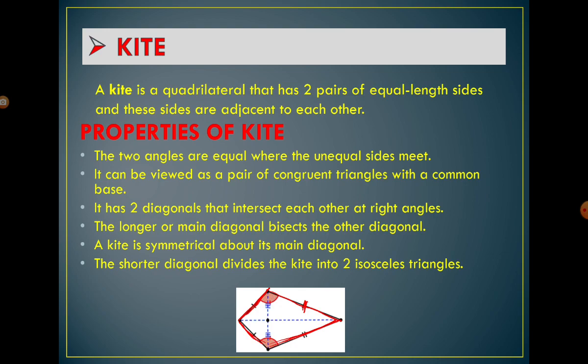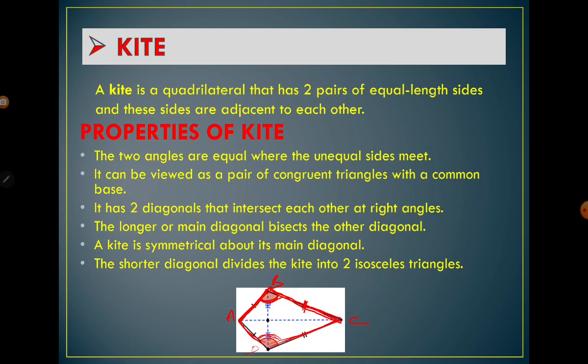Now come to the properties of a kite. The two angles are equal where the unequal sides meet. Unequal sides means this side and this side. Here I am taking A, B, C and D. So you can say side AB and side BC are unequal sides. They are meeting at point B, so this angle should be equal. So two angles are equal where the unequal sides meet. So angle B should be equal to angle D.